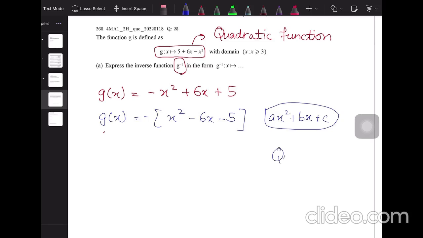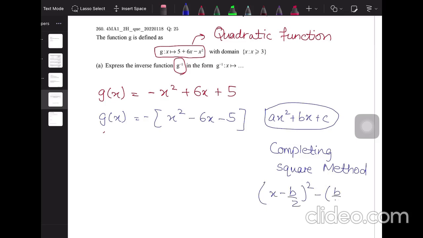What is the completing square formula? The quadratic formula is used for finding the value of x, and the completing square method is used for graphing as well, and for finding the inverse of a quadratic. For your convenience, I'm writing here (x - b/2)² - (b/2)² + c. So here we need to just identify b and c. I can see this one as b and this one as c.